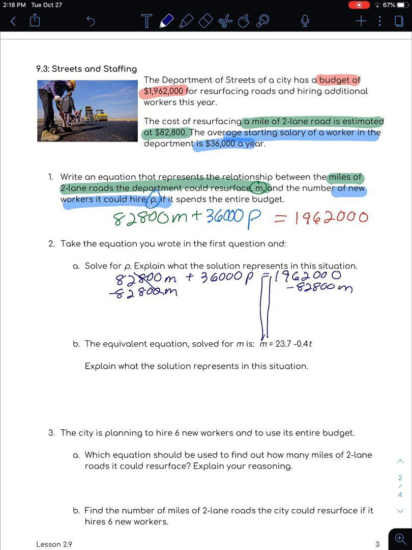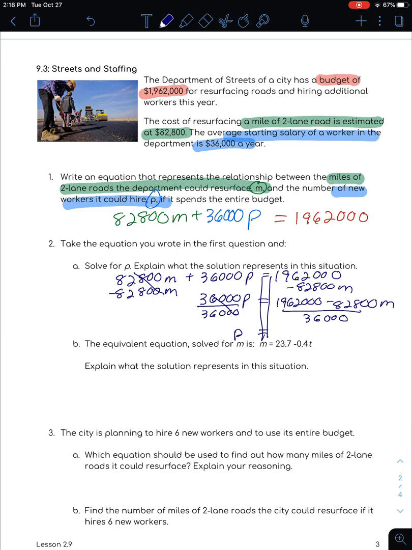We subtract 82,800 M from both sides. Since it's a positive, we subtract it to cancel it out to 0. Bring down what's left: 36,000 P is equal to, and remember, these are not like terms on the other side. One has the variable M, one doesn't. So we're going to keep the 1,962,000 separate from the minus 82,800 M. And then the second step is to undo the multiplication of 36,000 by dividing both sides by 36,000.